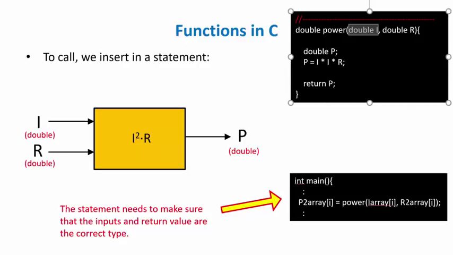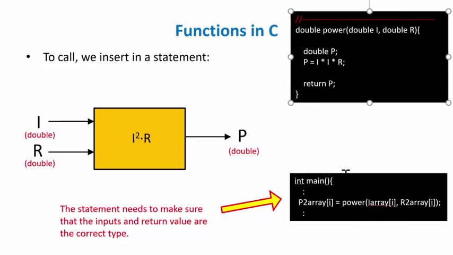The second input listed is going to be assigned to whatever the second input is listed here. Now, you need to make sure that when you pass in the current and the resistance, they are of type double here, because they are expected to be of type double here. If they're not, you're going to get an error.